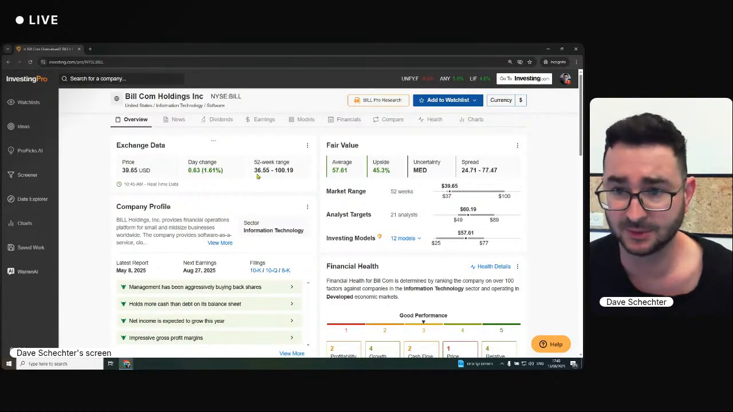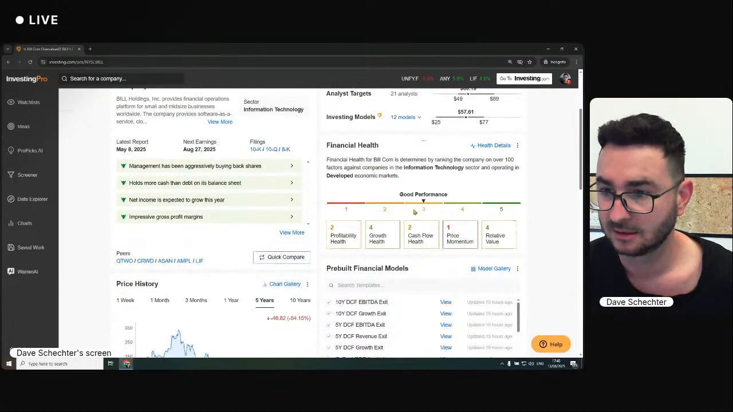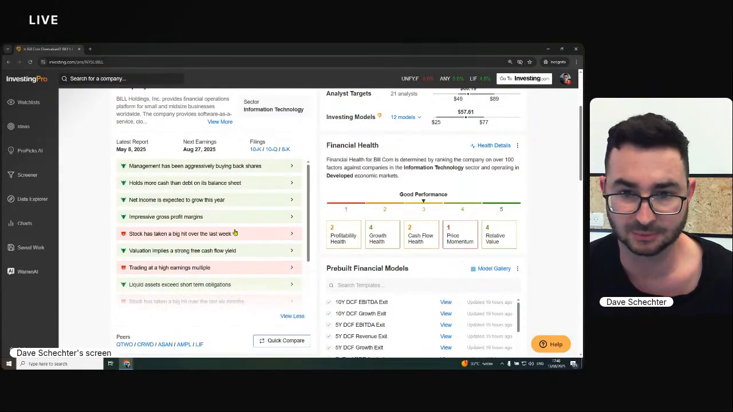I can see the 52-week range is pretty wide. I see that it's trading well below what the 52-week range is. I see the growth health is pretty good. The price momentum is a little stagnant. Let's take a look at ProTips.